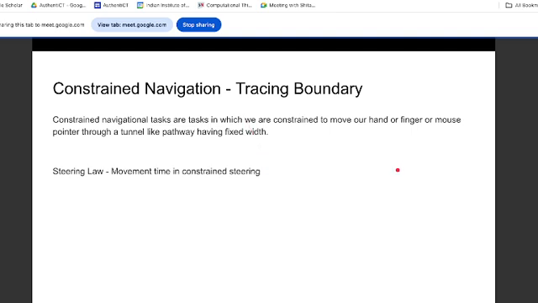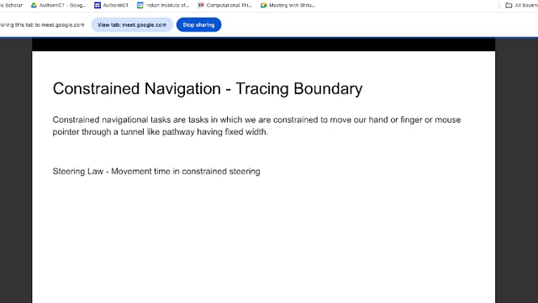Okay, so constraint navigation basically is like tracing a boundary, not just moving the pointer. You can see my cursor moving on the screen. Right now I'm just moving this pointer, but tracing a boundary would be like drawing a kind of square on the screen, in which you are actually pressing the pointer as well as dragging it. That is the tracing boundary kind of movement. Constrained navigational tasks are the tasks in which we are constrained to move our hand or finger or mouse pointer through a tunnel-like pathway having a fixed width. This pathway would have a fixed width, and it would be previously known to us.